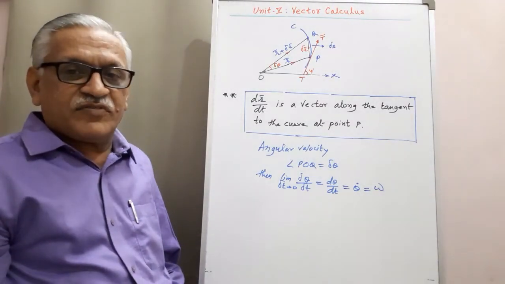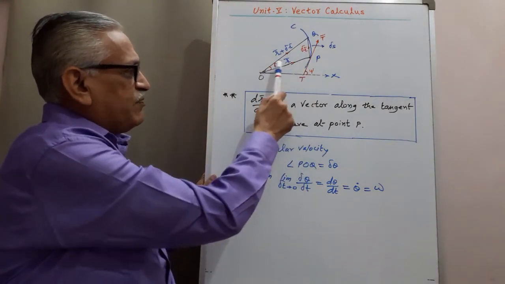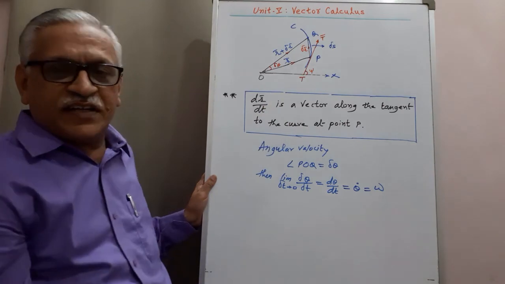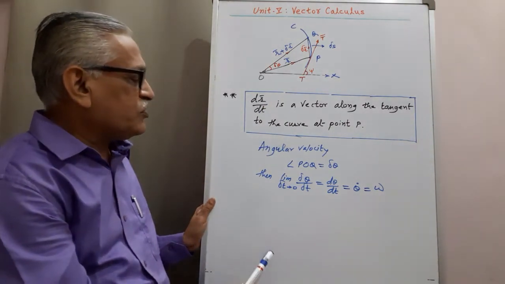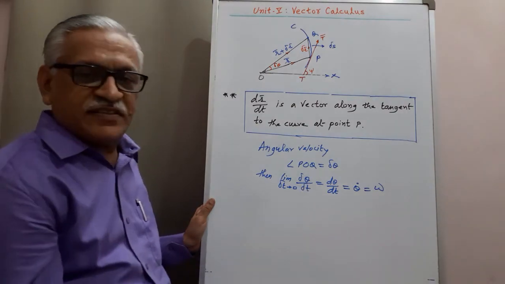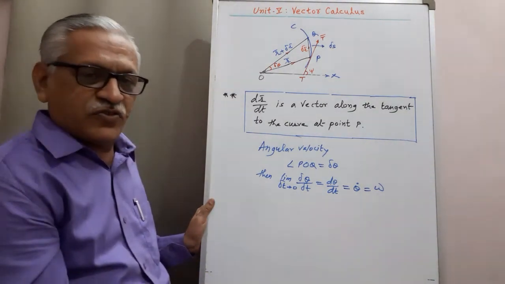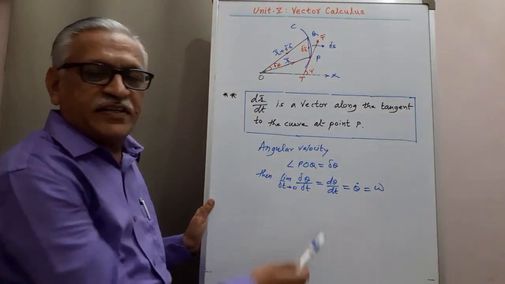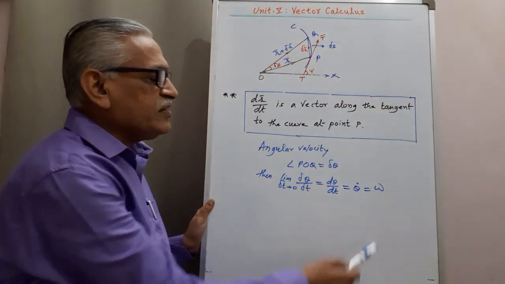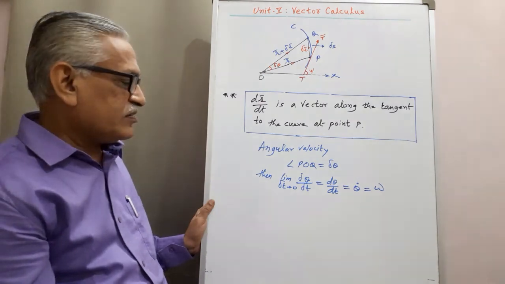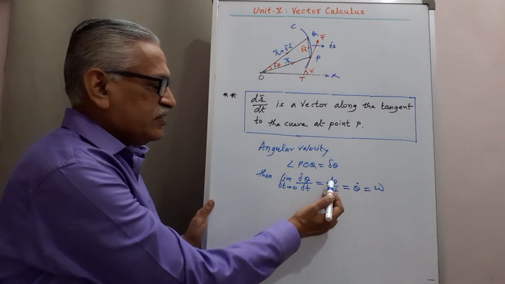Then another term, angular velocity. From the figure, angle POQ is delta theta. Therefore, delta theta is the angle between the two vectors, vector OP and vector OQ. And if we take the limit of delta theta by delta t as delta t tends to 0, we get d theta by dt, nothing but theta dot. This is called the angular velocity. Therefore, omega represents the angular velocity and its value is d theta by dt.